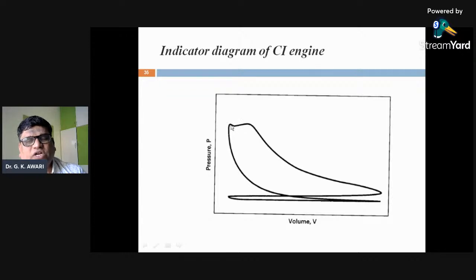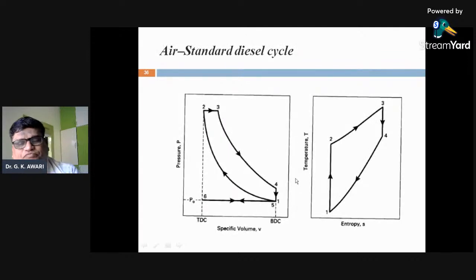This is the actual indicator diagram shown to you, which is available on your screen. If you compare the CI engine and the SI engine, this is one of the prominent differences you can see from the indicator diagram.